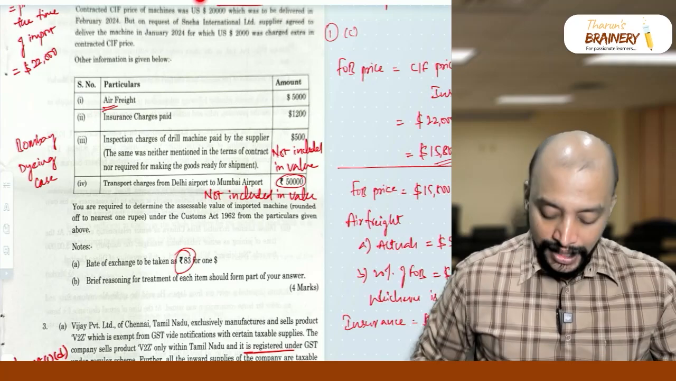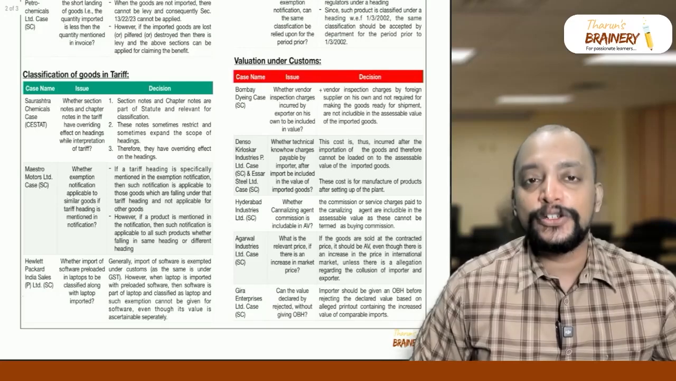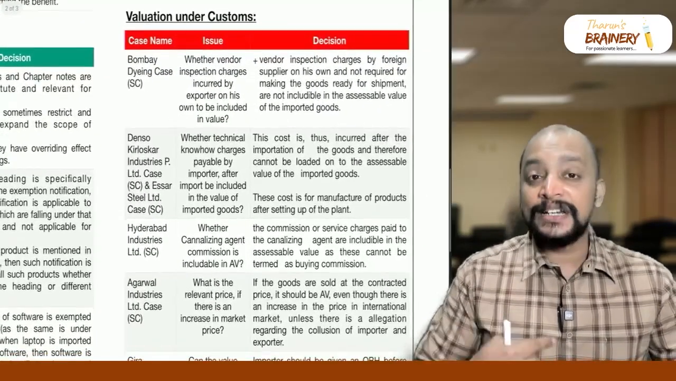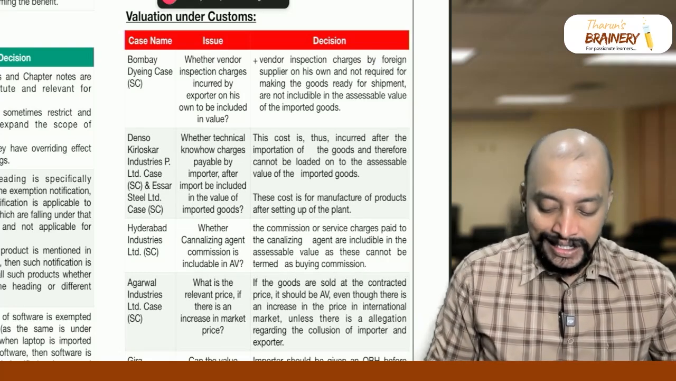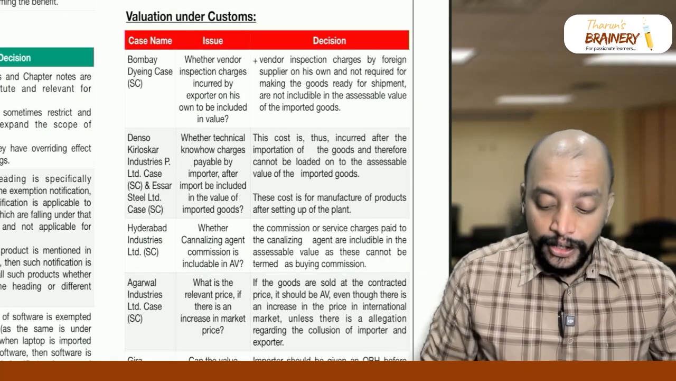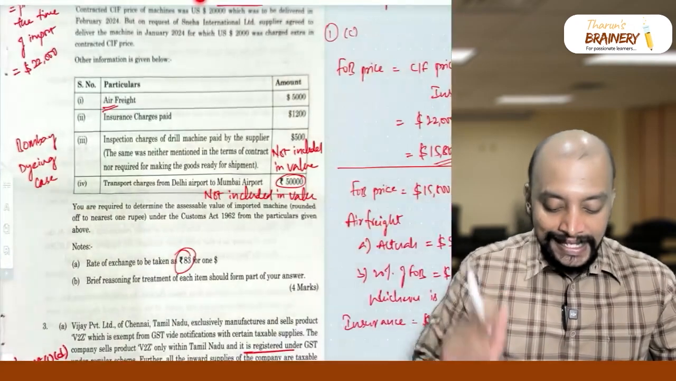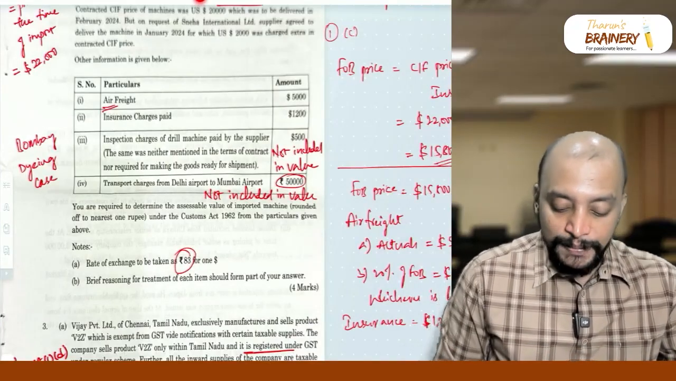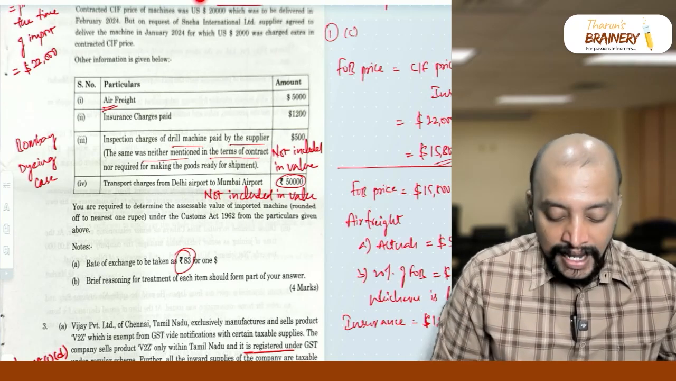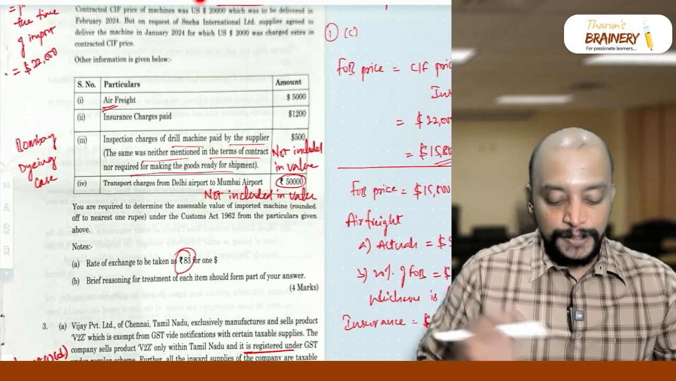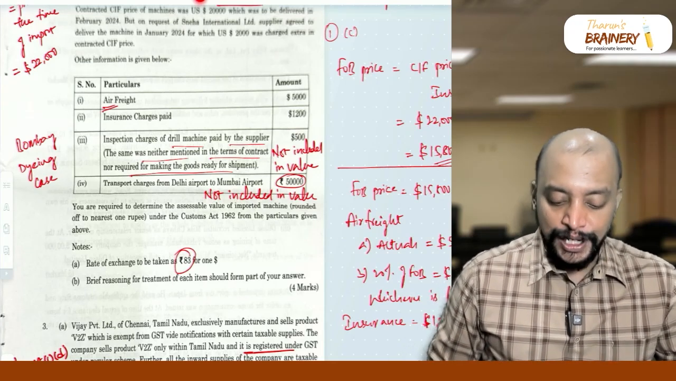Inspection charges. For this there is one case law also. So vendor inspection charges, Bombay Dyeing case, Supreme Court, whether vendor inspection charges incurred by exporter on his own are to be included in the value. So for that, vendor inspection charges by foreign supplier on his own and not required for making the goods ready for shipment are not included in the assessable value of imported goods. Exactly that part only is tested here. Inspection charges of drill machine paid by the supplier, that is exporter, the same was neither mentioned in the contract and not required for making the goods ready for shipment. So as per that Bombay Dyeing case, it should not be included in the value. Accordingly, the assessable value needs to be computed.